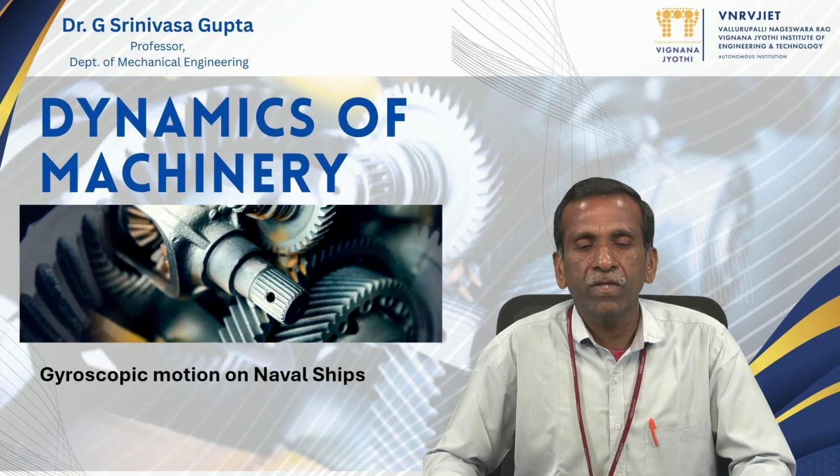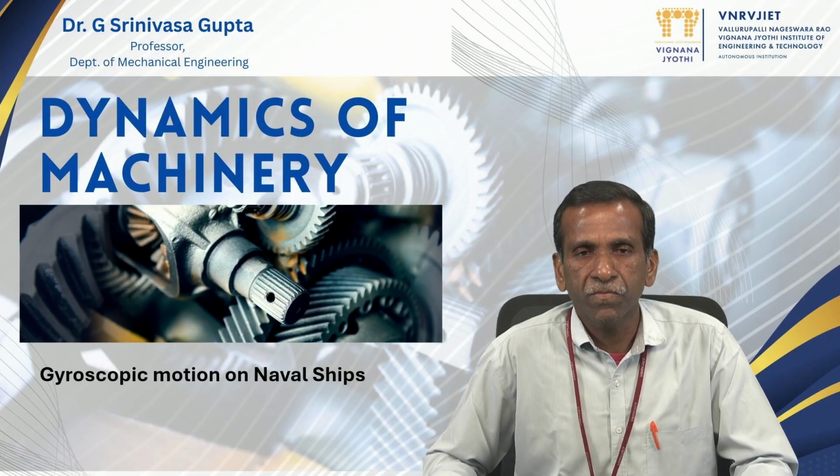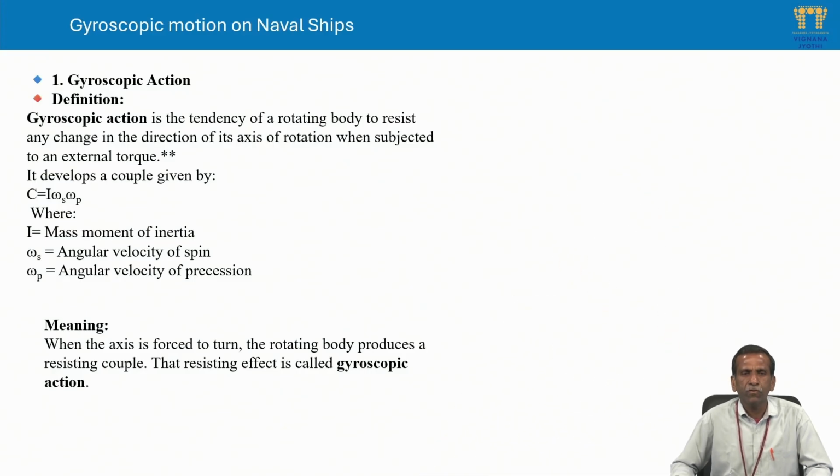Today I am going to give a small concept on gyroscopic motion in naval ships. As you are aware, gyroscopic action is the tendency of a rotating body to resist any change in the direction of its axis of rotation when subjected to an external force. When the spin axis is rotated with respect to any perpendicular axis, then about the third perpendicular axis a couple acts, which is called the gyroscopic couple.